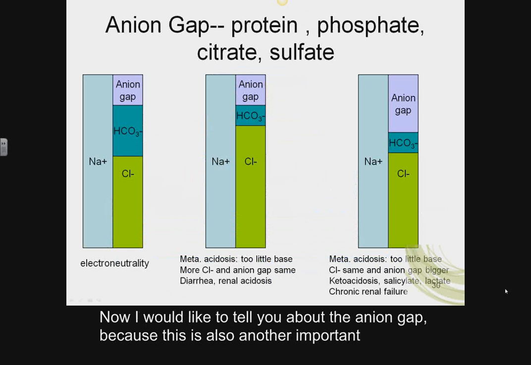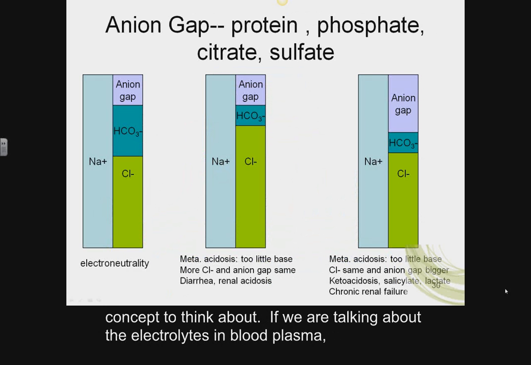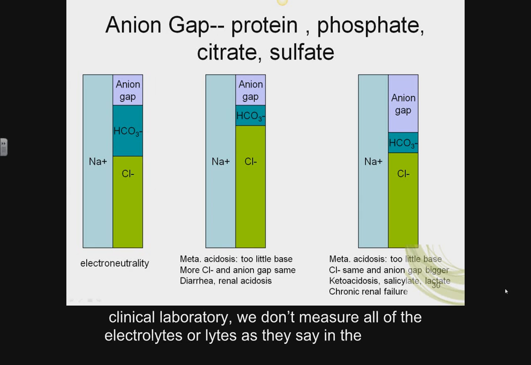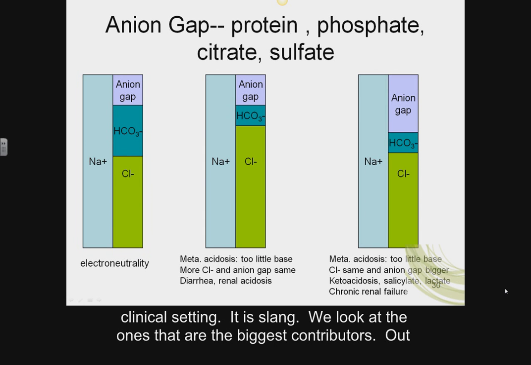Now I would like to tell you about the anion gap, because this is also another important concept to think about. If we are talking about the electrolytes in blood plasma, they should balance each other, meaning we should have equal values of charges. In a clinical laboratory, we don't measure all of the electrolytes, or lytes as they say in a clinical setting. It is slang. We look at the ones that are the biggest contributors.